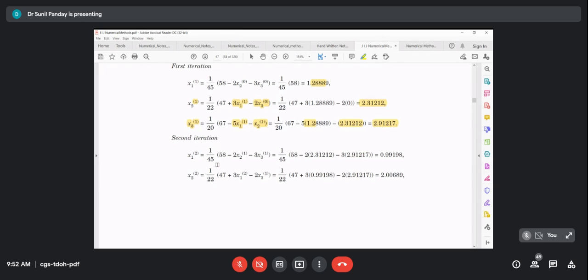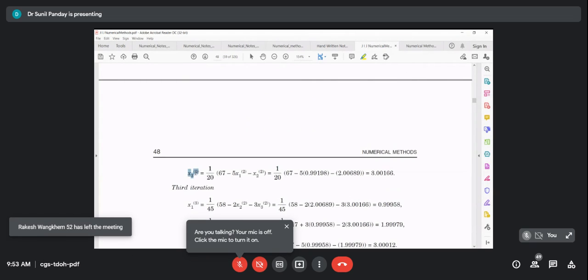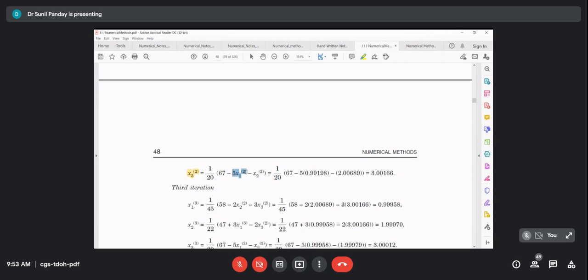Like x1 second is equal to 1 upon 45 times 58 minus 2x2 first updated value, minus 3x3 first updated value, and the first updated values are these two. We substitute here, we will get this one. But to get the x2 second updated value, we use here the x1 second updated value, that is, this value should be used here, like you can see this one, and then the x3 first updated value, and you are getting the x2 second updated value. Similarly, to get the x3 second updated value, we use the x1 second updated value and the x2 second updated value.